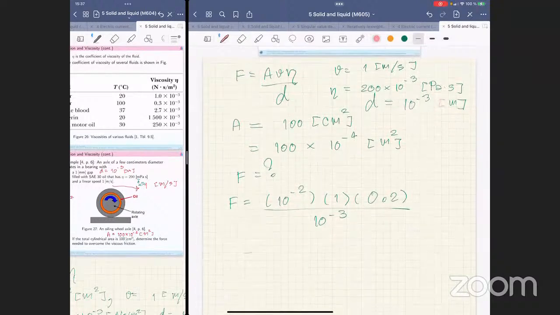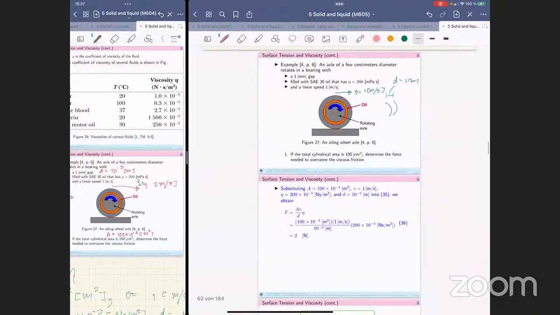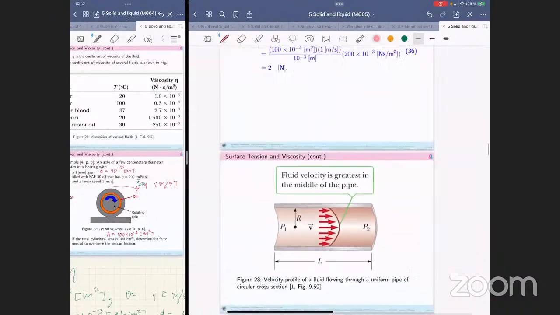So if you move this one up to the numerator position, you're gonna have 10 times 0.2, which is 2, right? So it's 2 Newton, okay? If you apply the 2 Newton to this one, you can start to rotate this bearing, this axle, to overcome the friction, right?